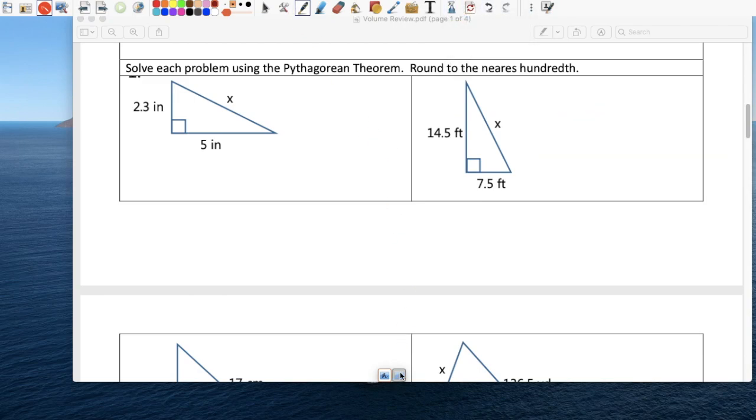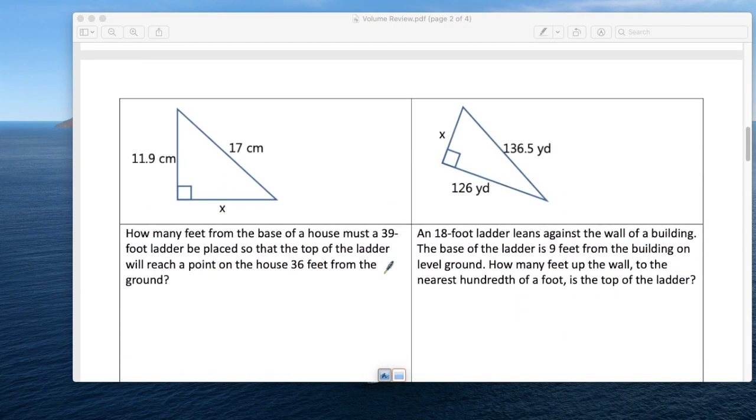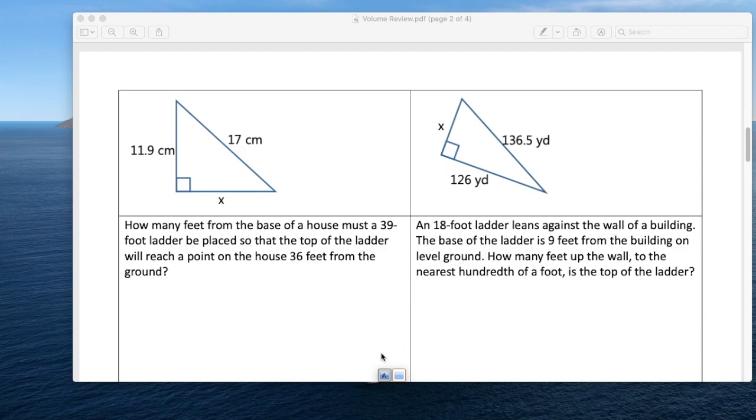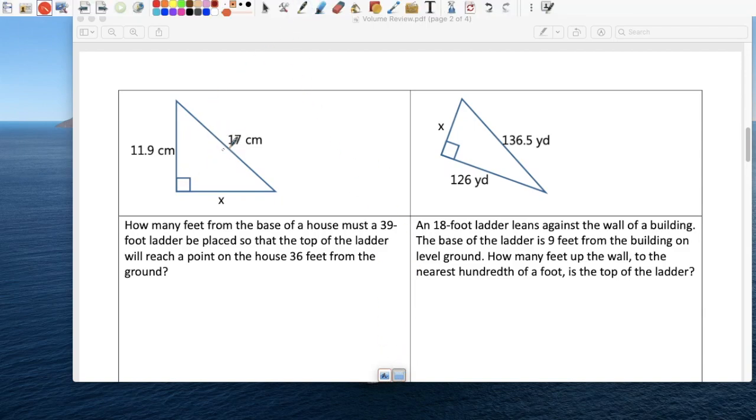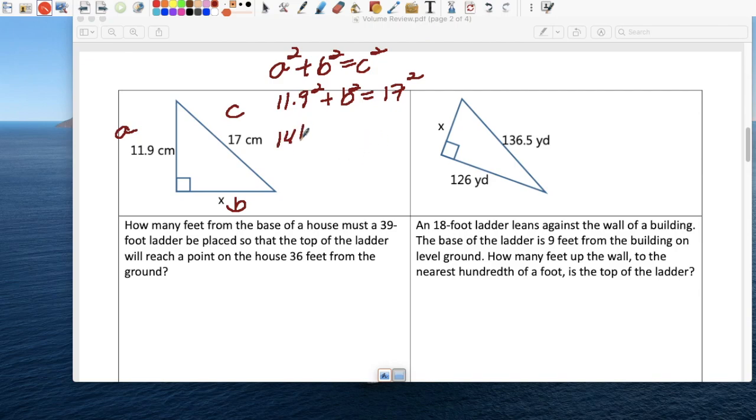Finally, two questions where we have to find the legs. Let's call that A, let's call that B, let's call that C. This time we're not looking for the hypotenuse. So a squared plus b squared equals c squared. A is 11.9 to the second power. B is what I'm trying to find, the hypotenuse I have. So we get 141.61 plus b squared equals 17 squared, which is 289.